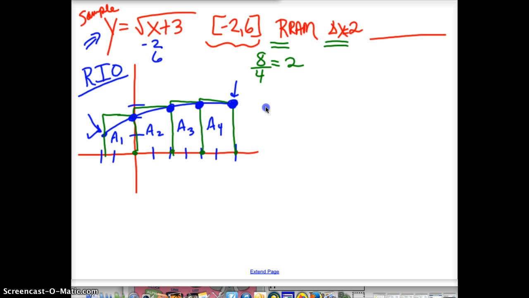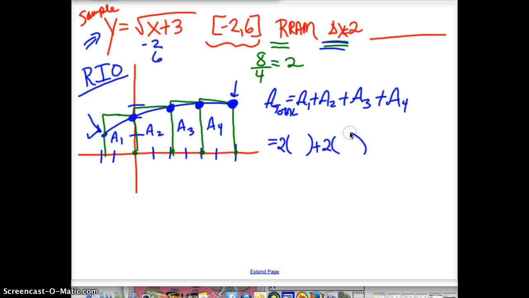So I've got my total area. It's going to equal area 1 plus area 2 plus area 3 plus area 4. All right? For each of these, the area is the base times the height. Your base is delta x. So for each one, it's going to be 2 times the height plus 2 times the height plus 2 times the height plus 2 times the height.